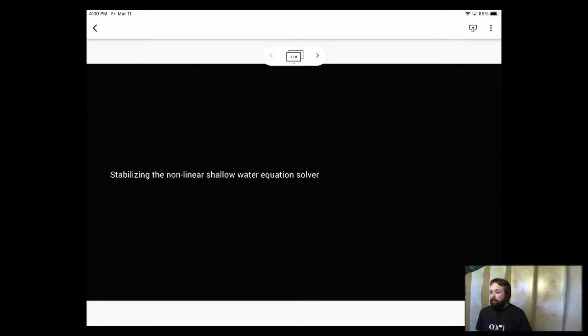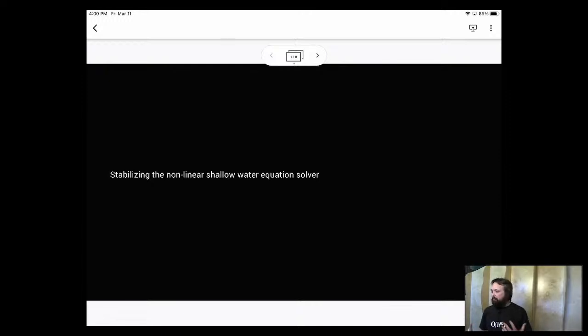Today we're going to be talking about how to stabilize a nonlinear shallow water equation solver. If you remember from a couple weeks ago, we were working on a nonlinear conservative form shallow water equation solver using the discontinuous Galerkin spectral element method.